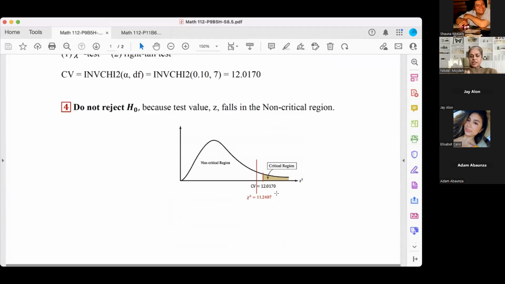11.2407 is less than 12.0170, so it goes on the left side of that small red line. The large red line is your test value. The small red line is your critical value. So your test value falls in the non-critical region, so you are not going to reject null. Okay? So do not reject null.